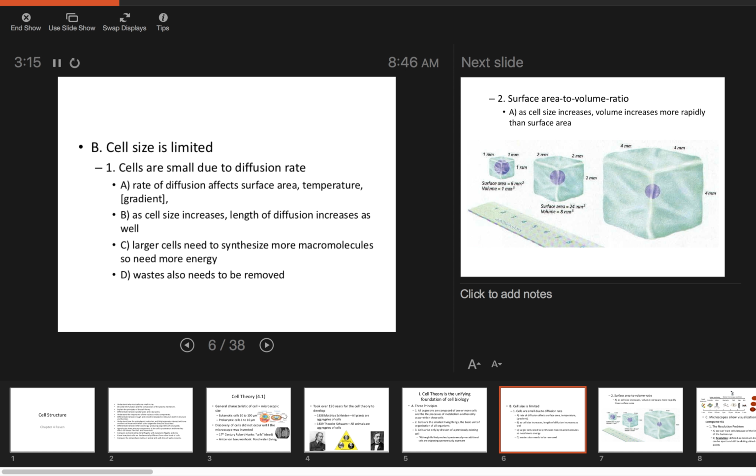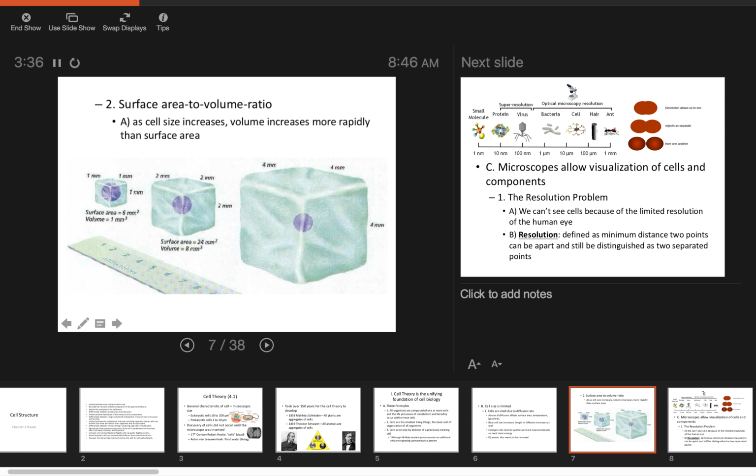Okay? So as a cell size increases, your length of diffusion also increases. And so those larger cells need to make more macromolecules. They need more energy. They also have to get rid of their waste products. So if it's too big, that means they can't move these things fast enough, and then the cell suffers. And so cells have an optimal size of being small for that increased surface area to volume ratio.